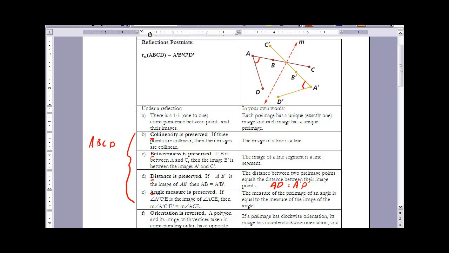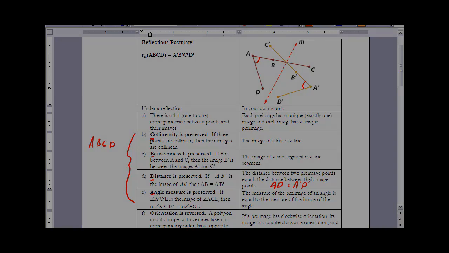Okay. Well, when I say orientation is reversed, that means that when I read the image points around in the same order, A prime, B prime, C prime, D prime, you'll notice that I'm going counterclockwise, so that image is reversed.